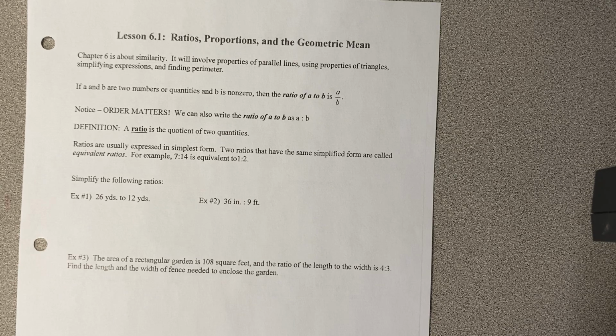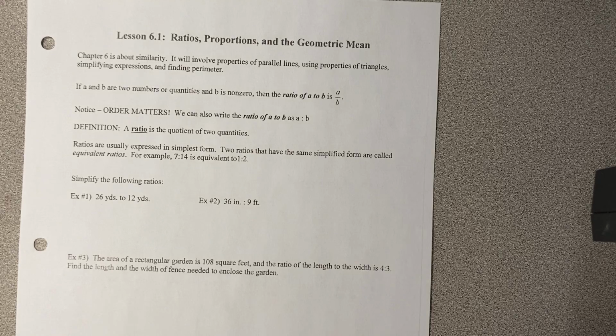Here's the thing you've got to be careful with is that the order does matter. So if they're asking you to write the ratio of A to B, you write A on top, B on the bottom. Is everybody with me on that? Let's see.